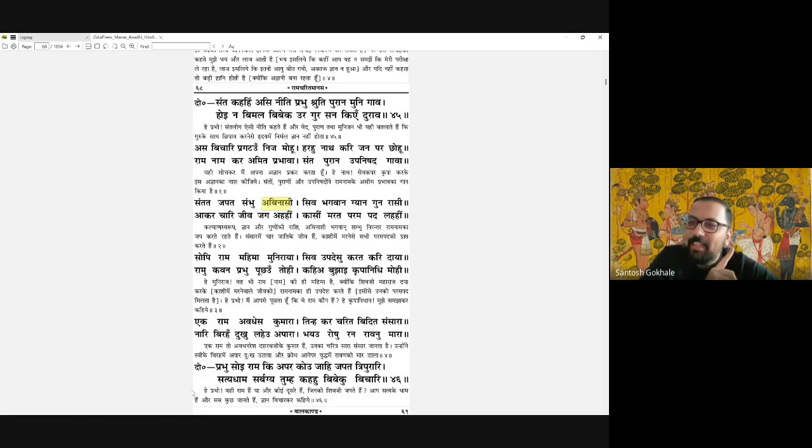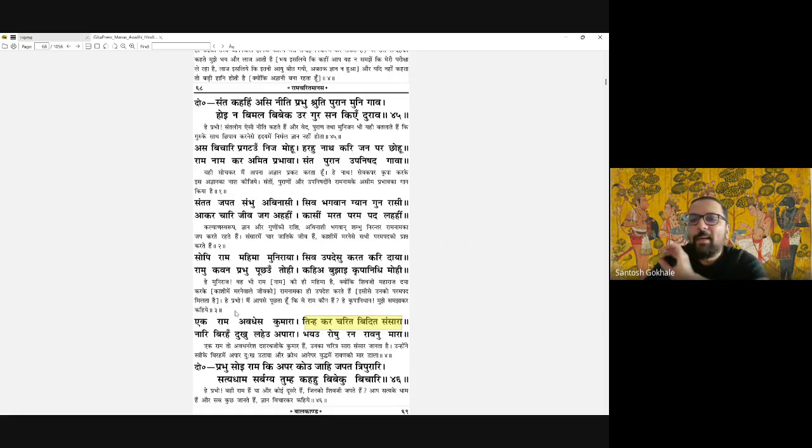Ek Ram avadhesa kumara. I know that there is one Ram who is the prince of Awadh, who is the son of Dasharatha. Tinhakara charita vidita sansara. His entire life story is world renowned. It's well known.